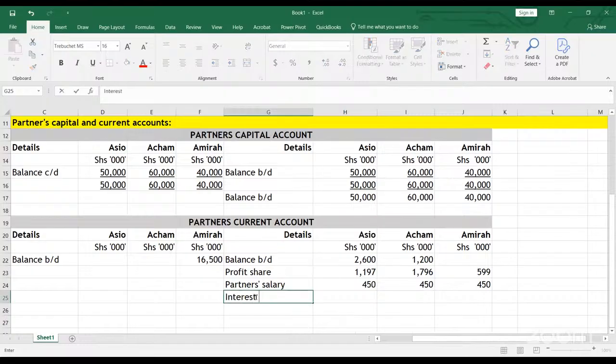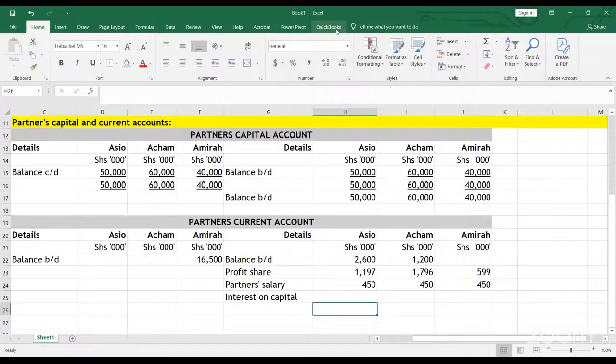Interest on capital. We have to get the interest on capital. Someone read for us note 5. Who can read for us note 5 of the question?